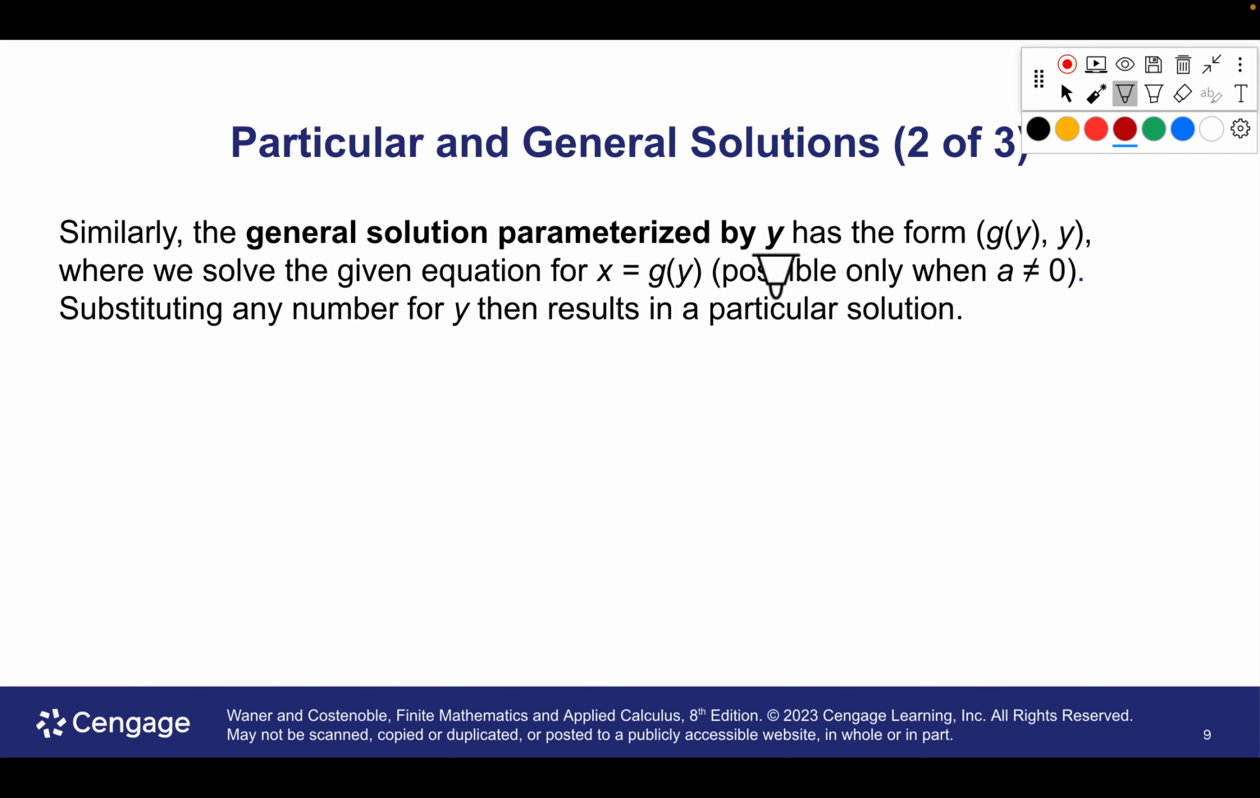Again, I just point this out because it's in the text. You can parameterize by y. What you do is you solve the equation for x, get x equals that, and then if you give me y, we can plug it in. It's arbitrary what we call x and y. We could switch them around.